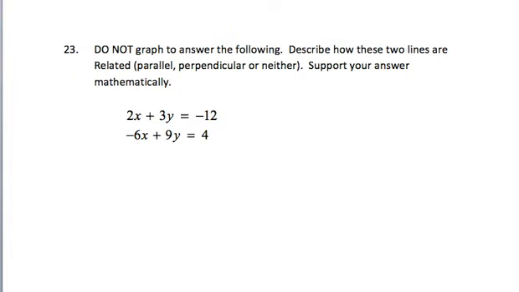Okay, last question we'll take a look at is question 23. Do not graph the answer to the following. Describe how the two lines are related: parallel, perpendicular, or neither, and then we want to support our answer mathematically. Well, parallel and perpendicular lines, remember their relationship is involved in their slope. Parallel lines have the same slope, perpendicular lines have the opposite reciprocal slope.